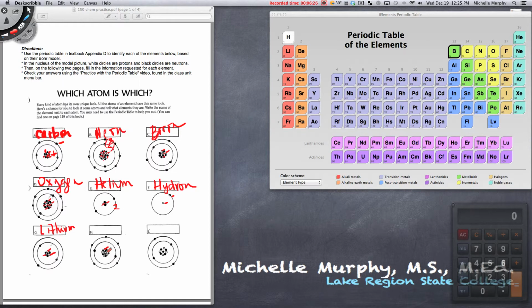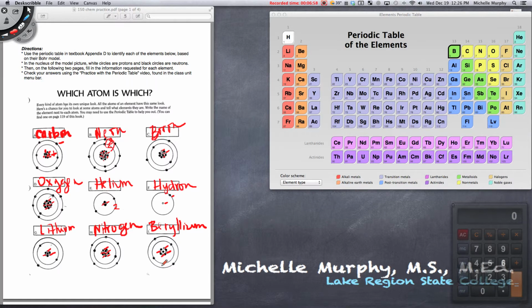Next, 1, 2, 3, 4, 5, 6, 7. Double check here. 1, 2, 3, 4, 5, 6, 7. Yep, 7 protons, 7 neutrons. The atomic number 7 goes with nitrogen. And then 1, 2, 3, 4 protons, 4 electrons. Number 4 is beryllium. And again, that has 5 neutrons.